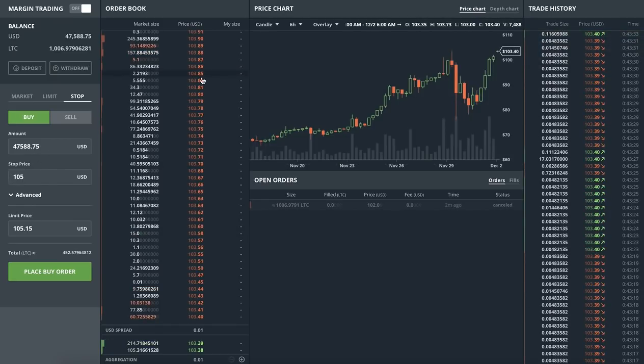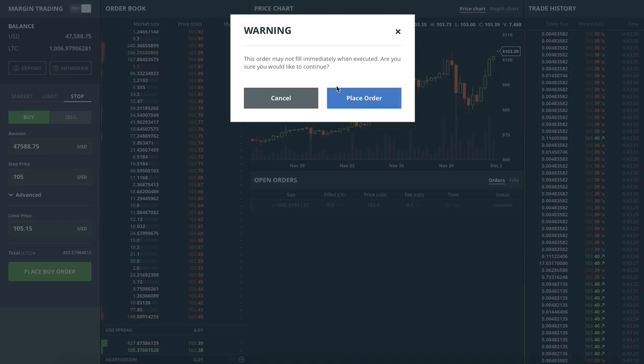So if you were to click place buy order, it gives you this warning, your order may not fill, and that's because I did a limit price. But what would happen is if it gets to 105, it would automatically fill the amount of US dollars you put here up to 105.15. And if there was not enough on the books, it would fill everything up to 105.15 and then place the remaining balance of your US dollars at the limit price of 105.15. So now you would have a buy order sitting at 105.15. I know it's confusing.